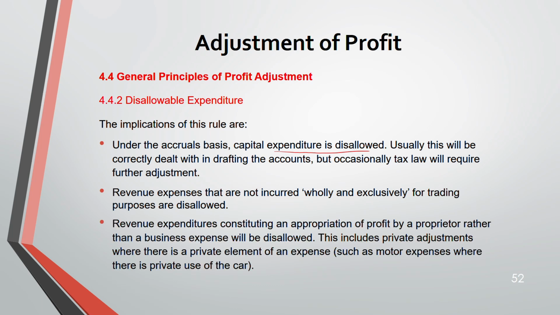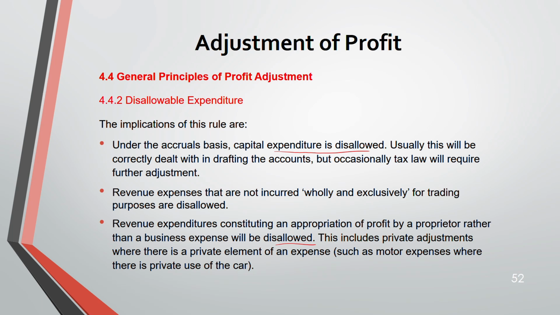Third, revenue expenses constituting an appropriation of profit by a proprietor. Let's say a sole trader is withdrawing an amount. They are taking drawings from the profit. What happens? It is an appropriation of profit. It is not a business expense. So that drawing is disallowed.